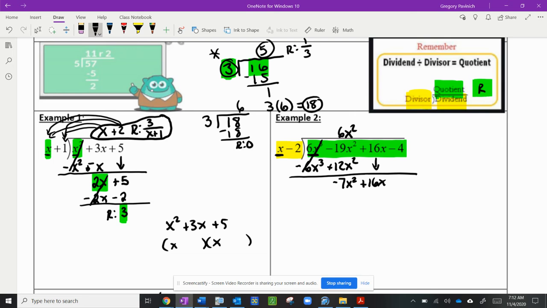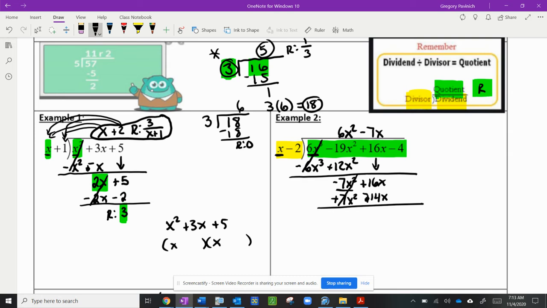Okay, and then I'm going to multiply again. So what multiplies x to get negative 7x squared, which would be a negative 7x. So remember, it's got to be the same sign. Now I'm going to multiply my negative 7x to my -2, and I get a plus 14x. Now I'm going to be subtracting, so I've got to change the sign.